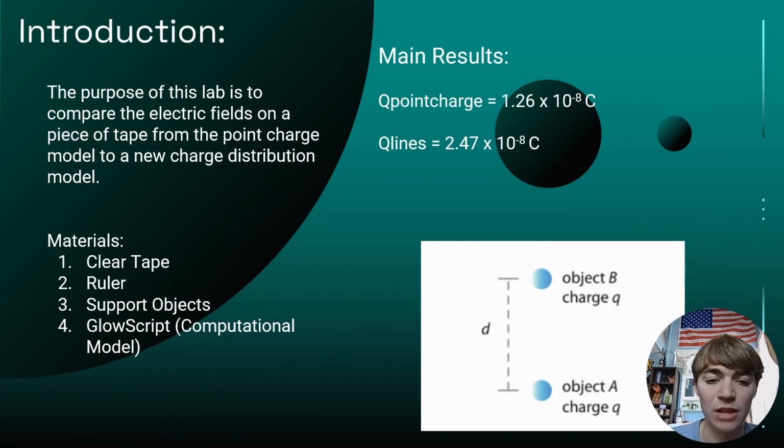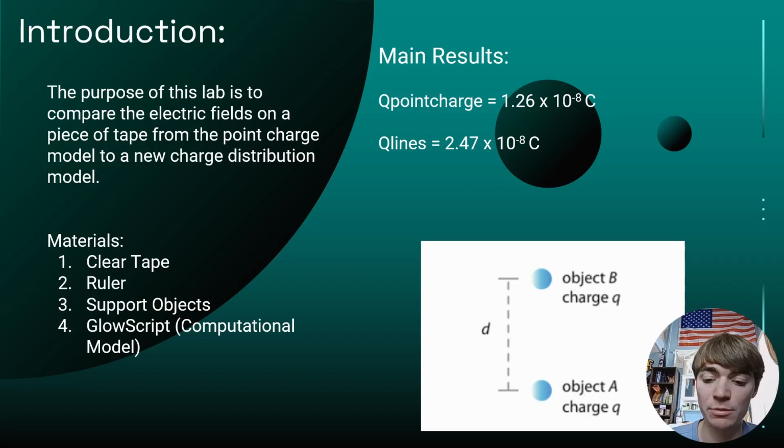The purpose of this lab is to compare the electric fields on a piece of tape from the point charge model to a new distribution model. So essentially, it's a continuation of Lab 1, but instead of treating the pieces of tape as a point charge, we're treating them as a line of distributed charges. Essentially, a bunch of point charges held closely together on a line, which we can evaluate as a whole.